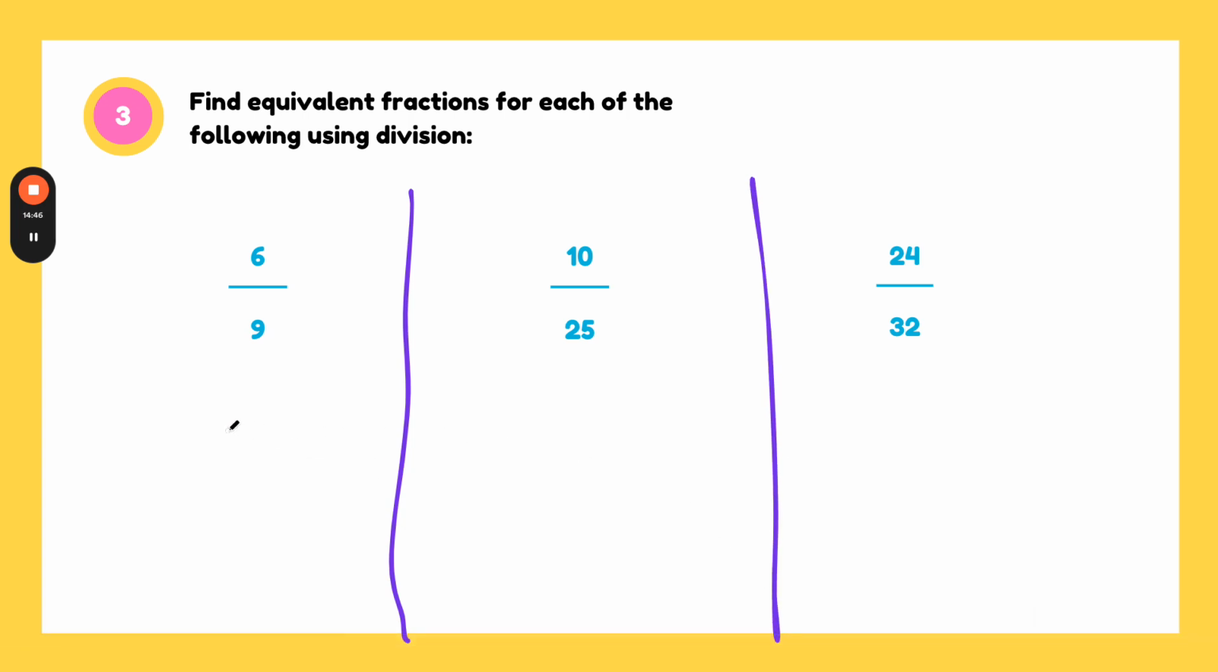So if we want to find equivalent fractions using division, what we have to do is find the highest common factor of the numerator and denominator, or HCF for short. So if we look at the first fraction, we have 6/9.